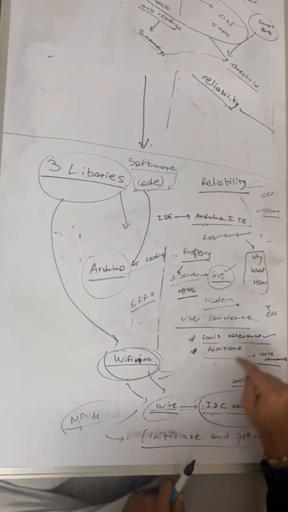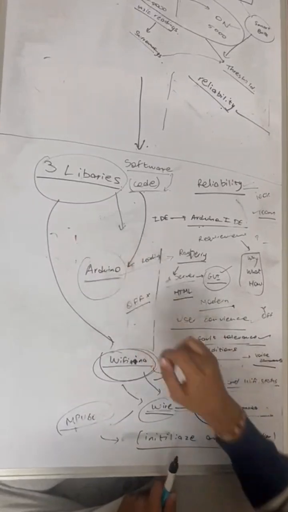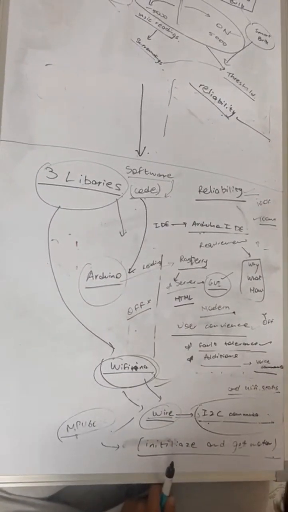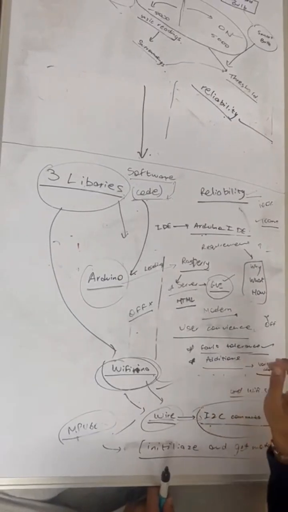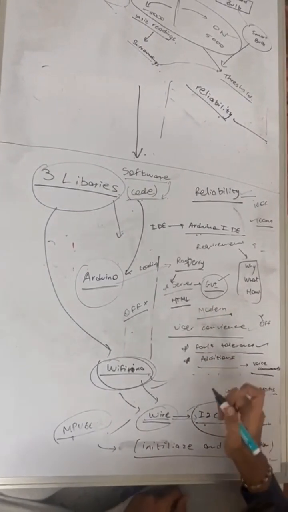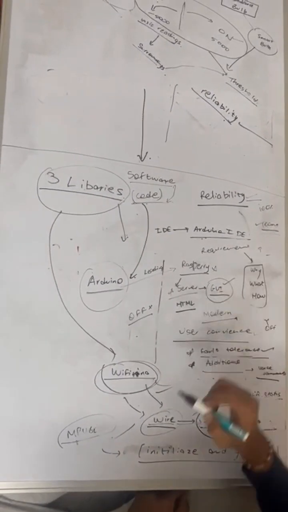About the fault tolerance, it is focusing on the reliability. For example, if the Arduino is not working, it will work. For example, if the Arduino is switched off, then it will work. For example, if the Raspberry Pi is also switched off, then the fault tolerance will also work. Like how it will work? The Raspberry Pi, for example, is switched off.